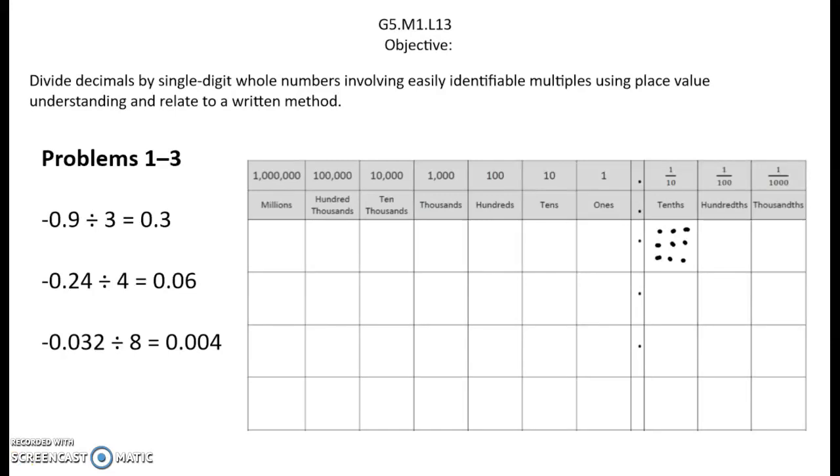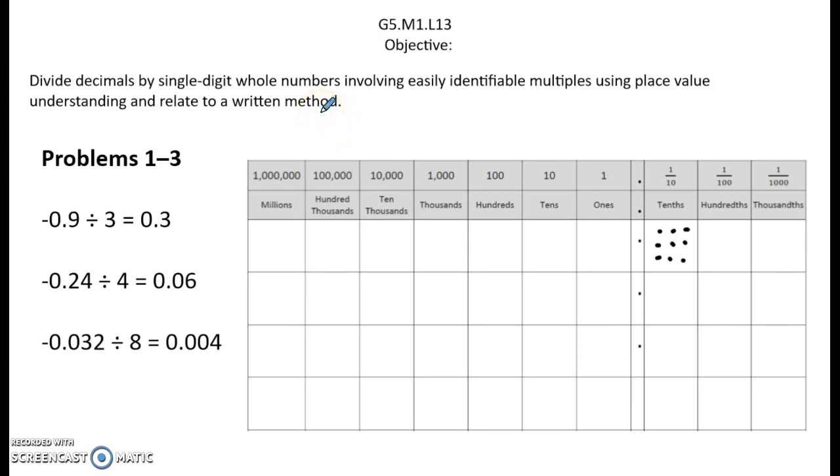Okay, today we're looking at Grade 5, Module 1, Lesson 13. Divide decimals by single-digit whole numbers involving easily identifiable multiples using place value understanding and relate to a written method.